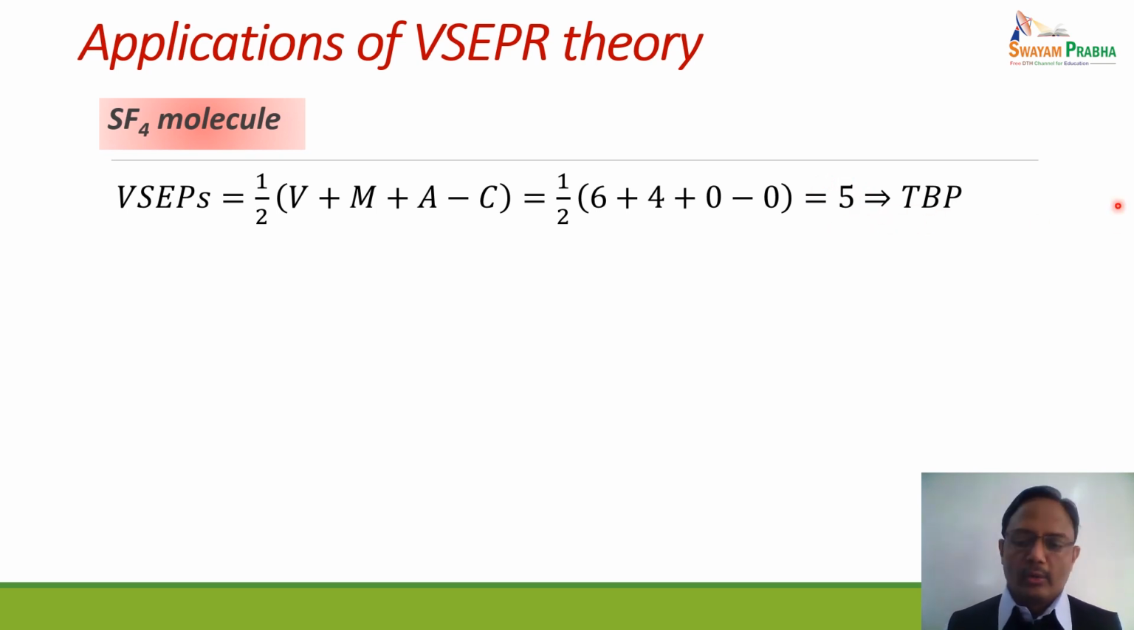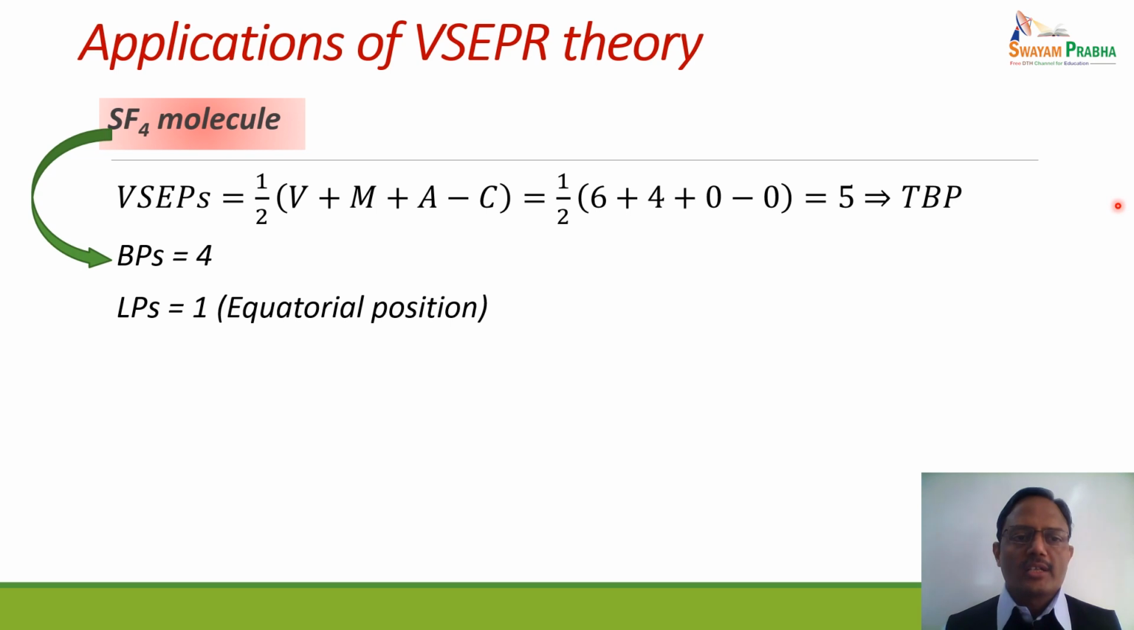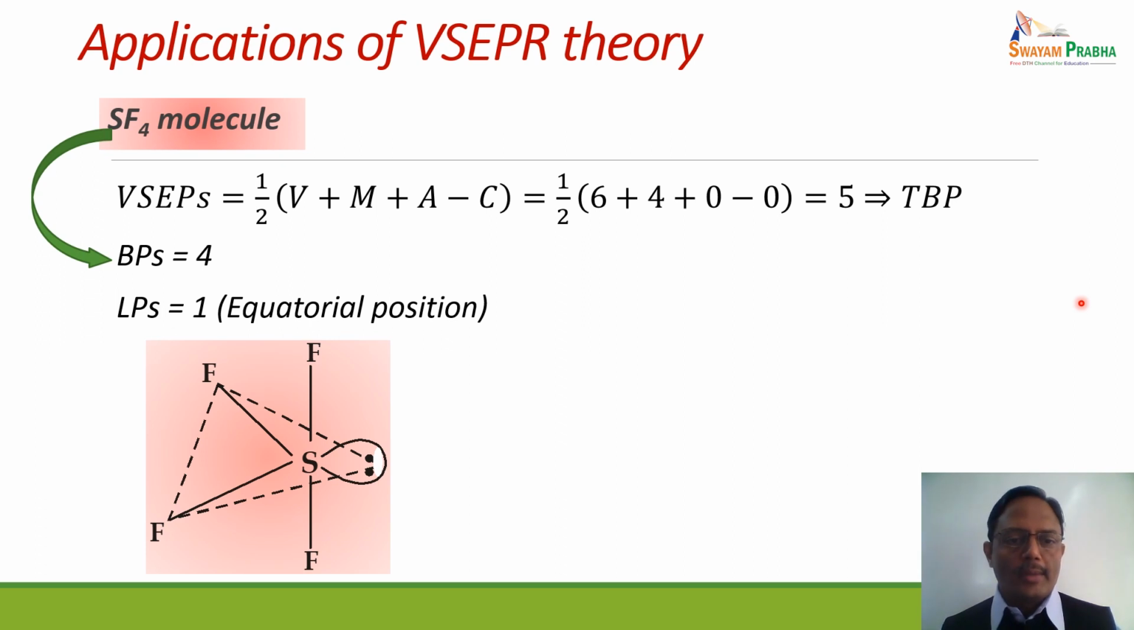trigonal bipyramidal according to rule number 1. But out of the 5, only 4 are bond pairs because only 4 fluorine atoms are forming the bond, indicating that one is definitely the lone pair. Now in the case of trigonal bipyramidal geometry, the lone pair occupies the equatorial position so as to have minimum repulsion, and so the geometry will be something like this: one lone pair occupying the equatorial position, while 2 fluorine atoms are in the equatorial position and 2 fluorine atoms at axial positions.